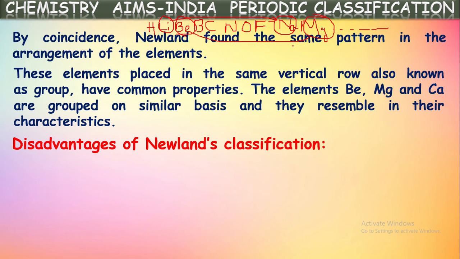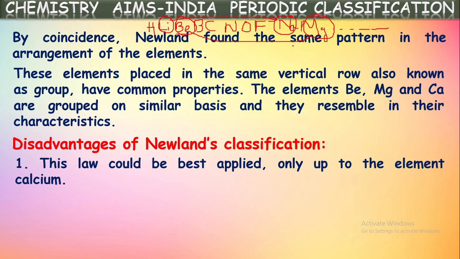But in this also there are some disadvantages. Let us see what those are. This law could be best applied only up to the element calcium, even though he tried to classify more than 50 elements. This classification into octaves fits the lower elements till calcium only. It is not exactly applicable for the higher elements.